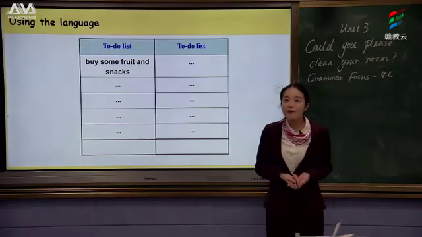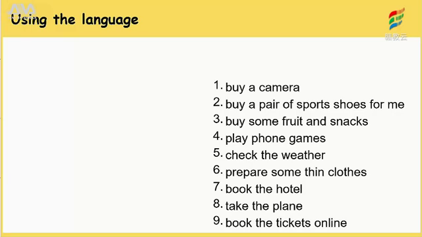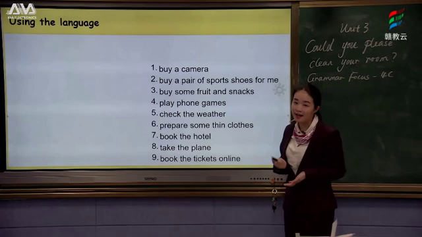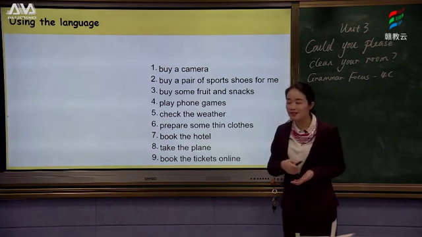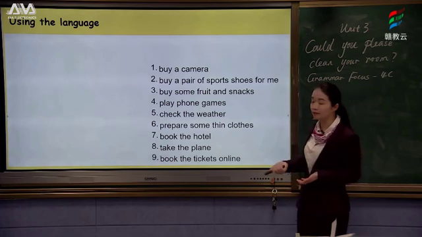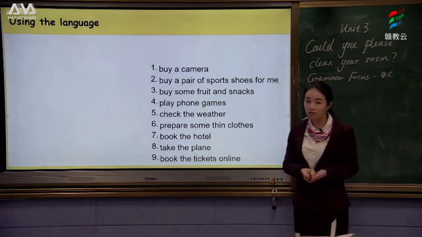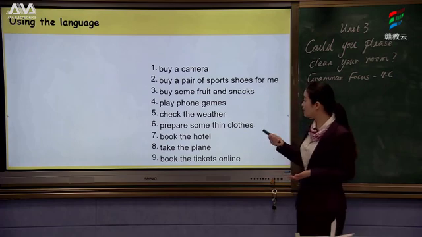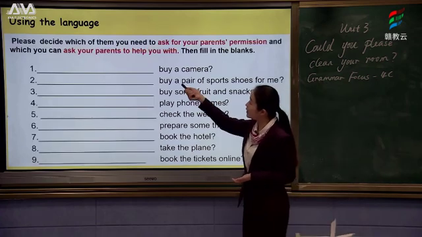Okay, now boys and girls, how many to-dos have you thought of? Here are some of the things you need to do before the spring trip. For example, buy a camera, buy a pair of sports shoes, buy some fruit and snacks, play phone games, check the weather, prepare some thin clothes, book the hotel, take the plane, and book the tickets online.